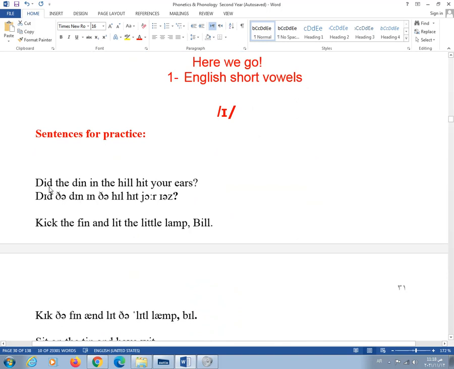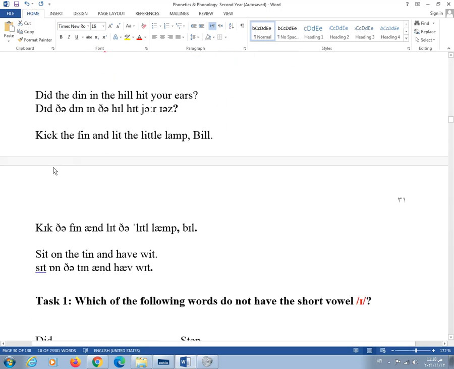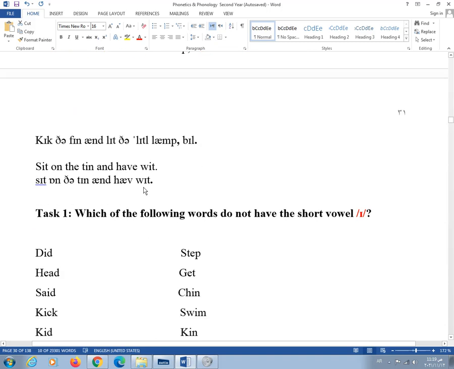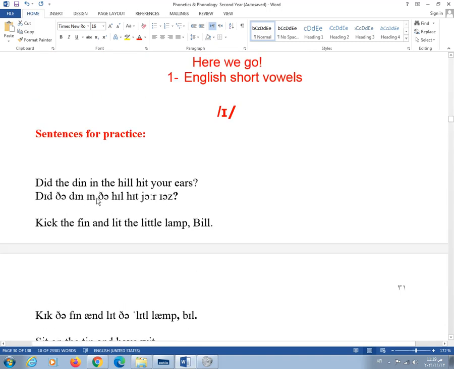Did the din in the hill hit your ears? Kick the fin and let the little lamb pill. Sit on the tin and have wit. Okay. So, look at the transcription of each example, and I have used the British pronunciation, or the British transcription.